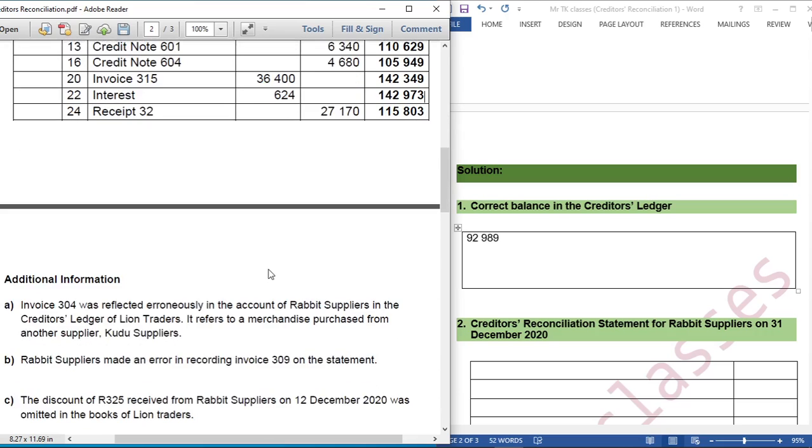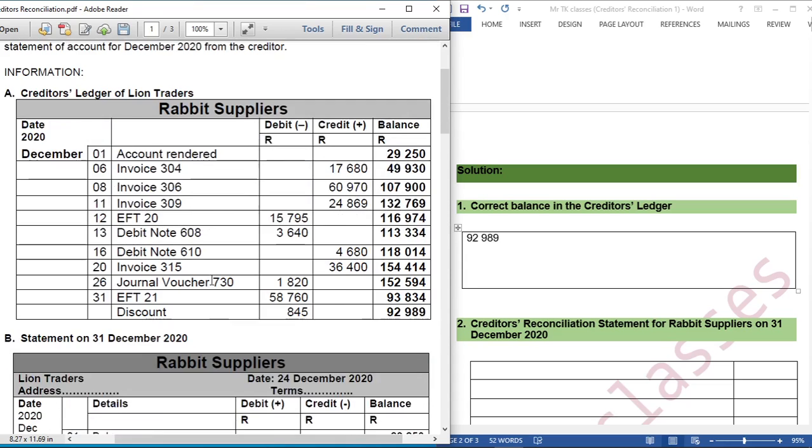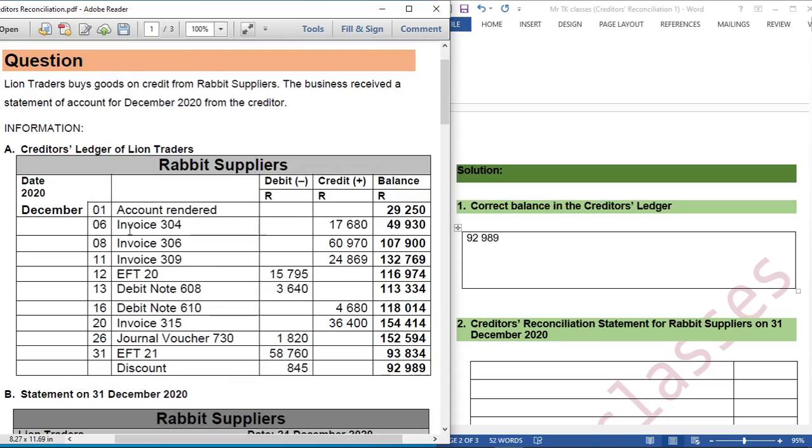Let us move to adjustment A. Invoice 304 was reflected erroneously in the account of Rabbit suppliers in the creditors ledger of Lion Traders. It refers to a merchandise purchased from another supplier, Kudu suppliers. So this invoice was reflected erroneously under Rabbit suppliers, right? Because this merchandise was purchased from Kudu suppliers. So invoice 304 was not supposed to appear here because this merchandise was purchased from Kudu suppliers, not Rabbit suppliers.